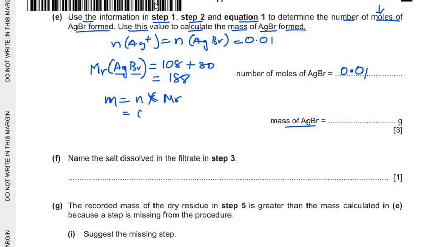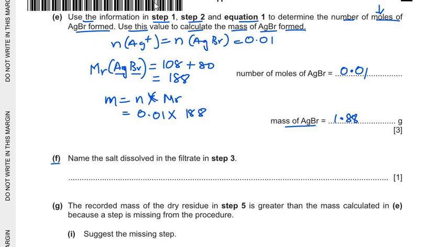So the moles is 0.01 and the MR is 188, and that's why on multiplication we get 1.88 gram of mass of silver bromide. So this is how you're going to calculate the whole mass of silver bromide and moles of AgBr. I hope the explanation is very clear.